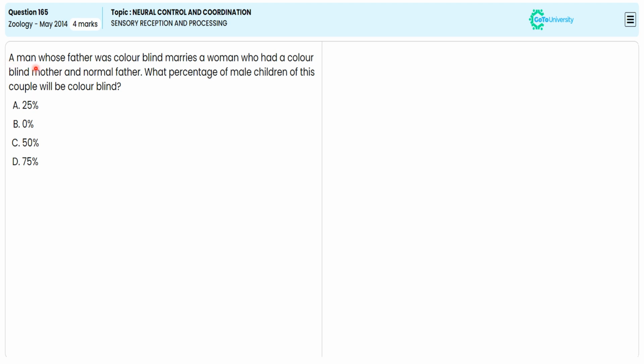In this objective question, from the given options, they are directing us to specify the correct option, specifying the percentage of the male children of this couple who are color blind. After understanding the given color blindness case study, a man whose father was colorblind marries a woman who had a color blind mother and a normal father. With this specification, we need to do the pedigree analysis to specify the correct answer.